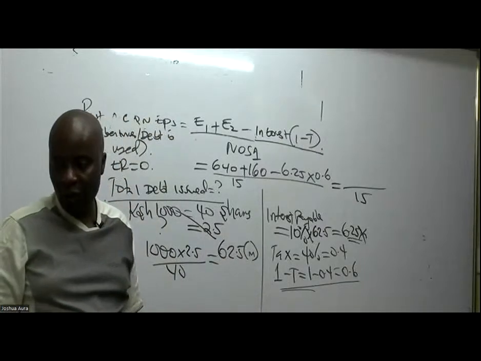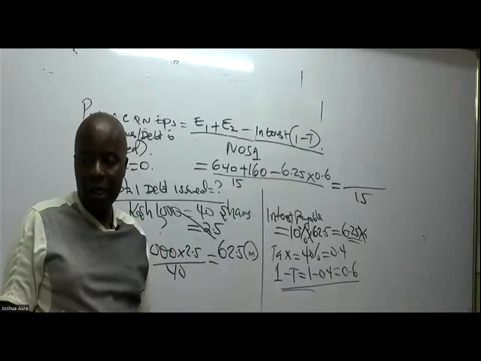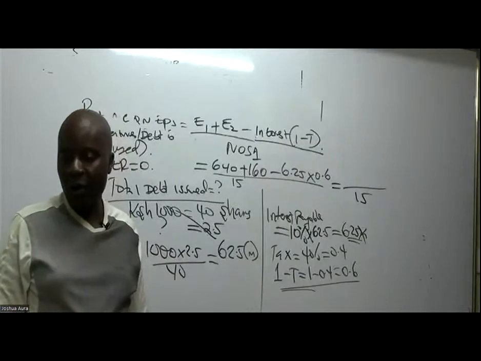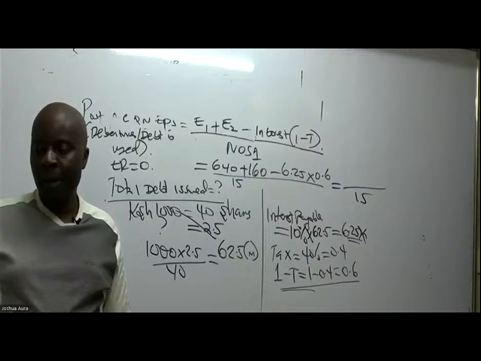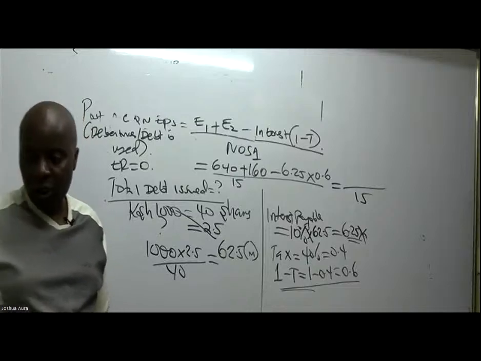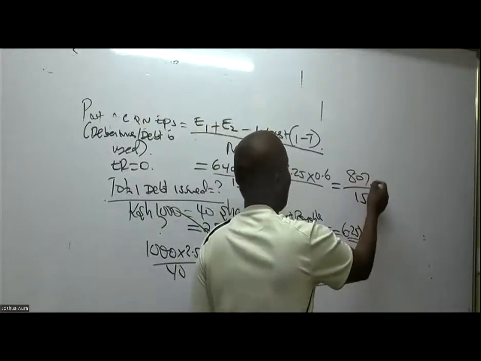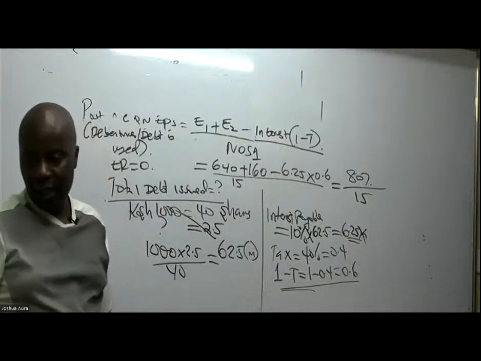Please give me the numerator alone. 807, according to Mosioka, it's 807. So 807 divided by 15.